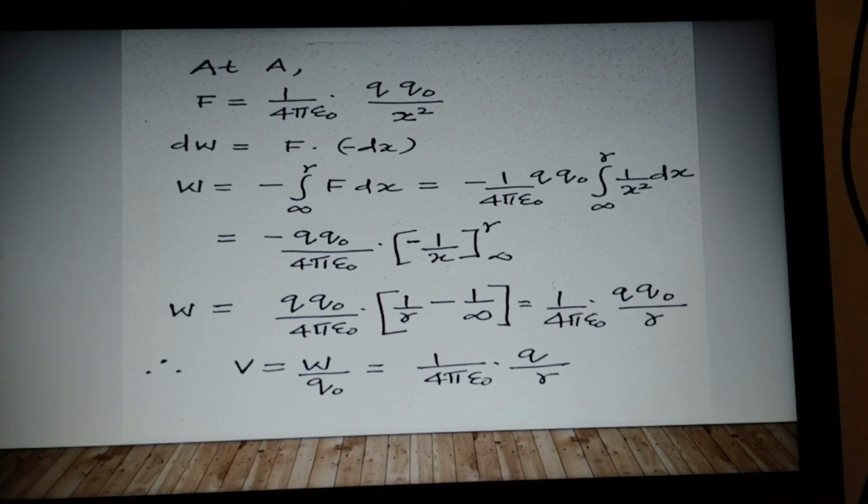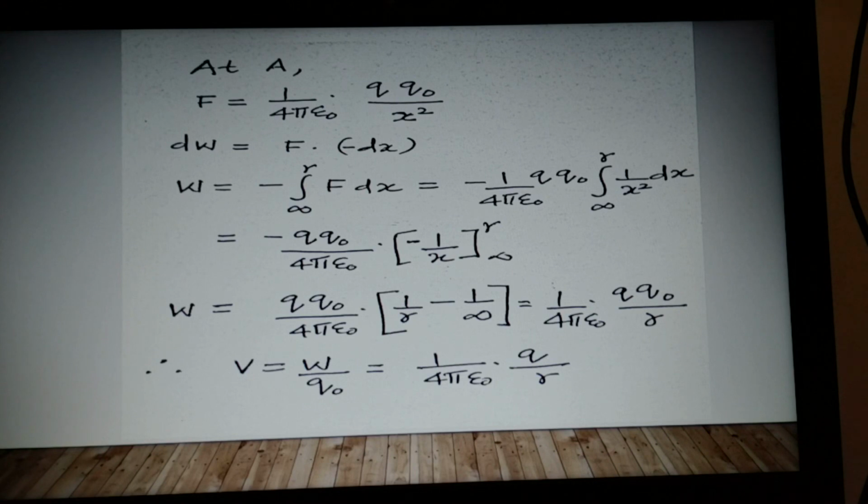Is it clear? Go through the steps. We have initially found the force acting on Q0 when it is placed at A, and it is displaced through dx against the force. For that, a work dW is required, which is F into minus dx. Then to find the total work done to bring it from infinity to R, W is equal to the integral from infinity to R of F dx. Then you substitute for F, take the constants out of the integral sign, and integrate 1 by x square, which results in minus 1 by x. Apply the upper limit minus lower limit, and you will get the total work required to bring Q0 amount of charge from infinity to R.